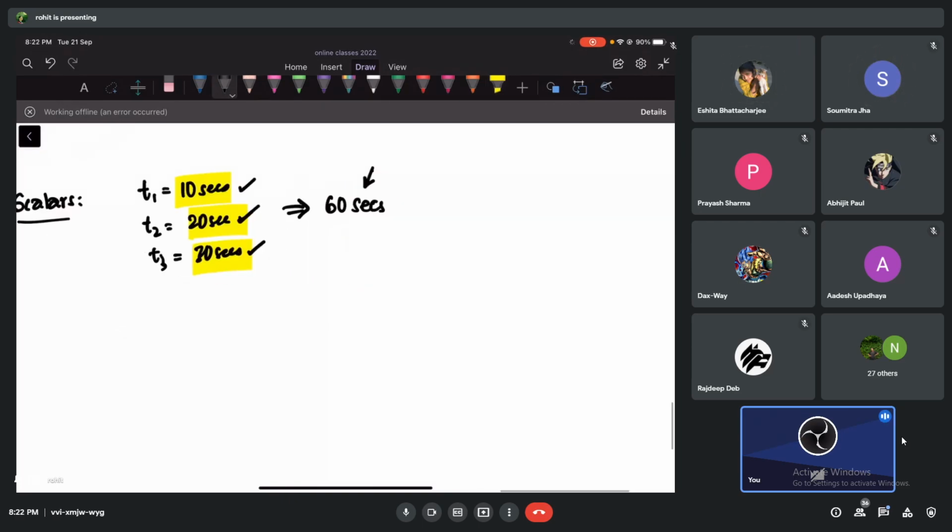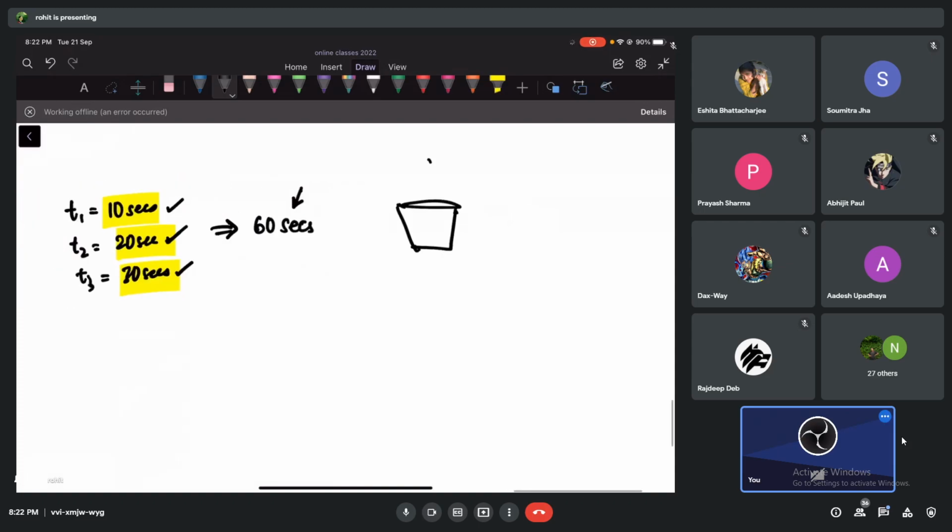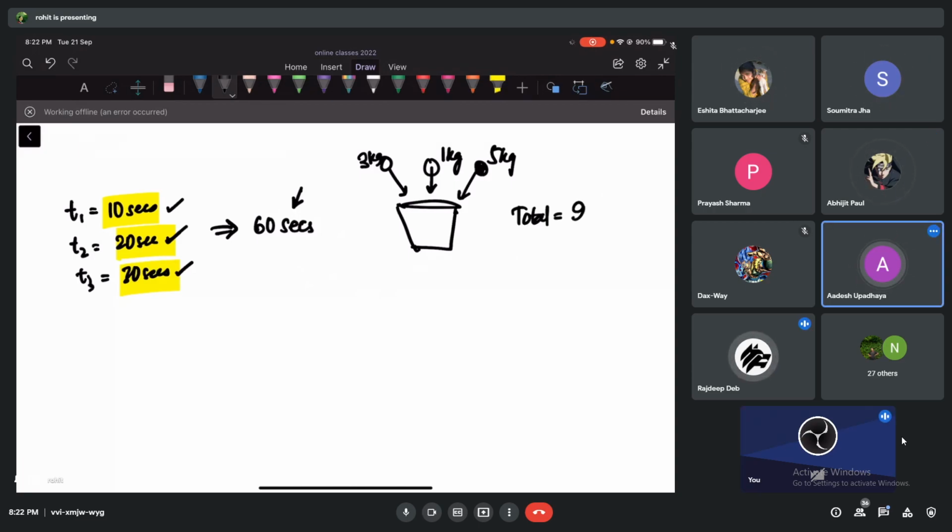Forget about the bucket. If I take something which is 1 kg and put it in the bucket, then something which is 3 kg, and again something of 5 kg, how much is the total mass? 9 kg. So you realize something.